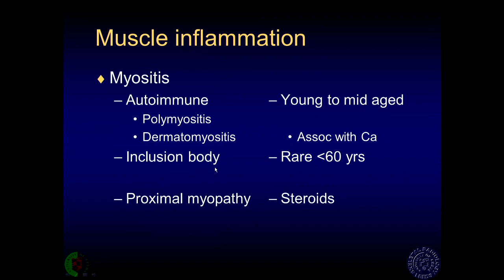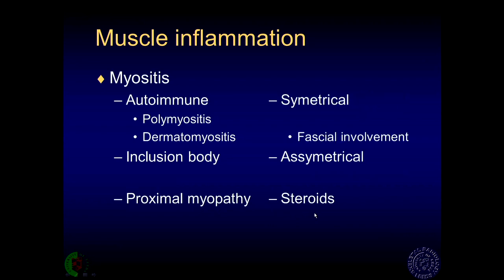Inclusion body myositis tends to occur in older patients, so it's rare in patients under the age of 60. And unlike polymyositis and dermatomyositis, has a slightly asymmetrical distribution. And then proximal myopathy tends to be seen in patients most commonly on steroid therapies. So autoimmune tend to be symmetrical.